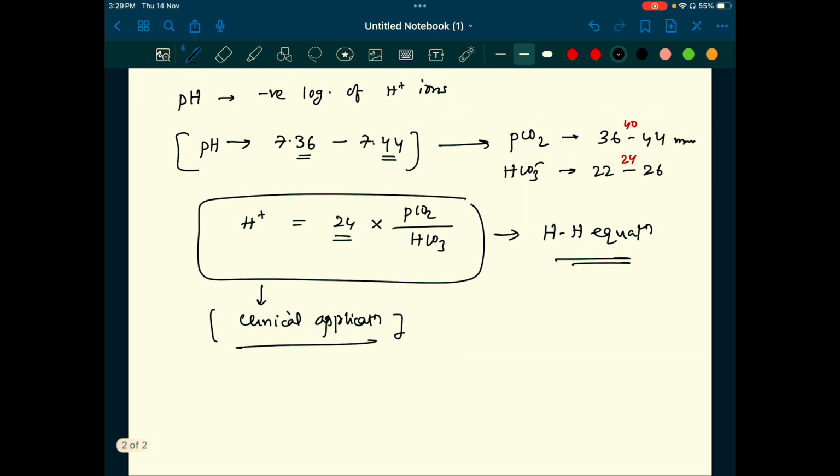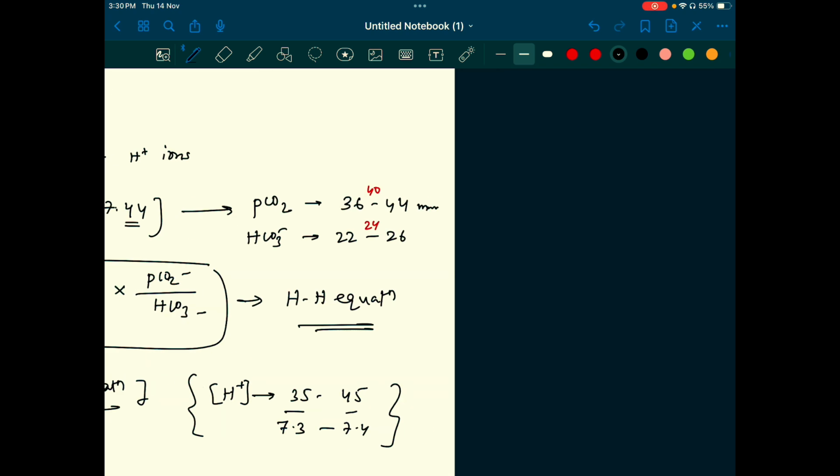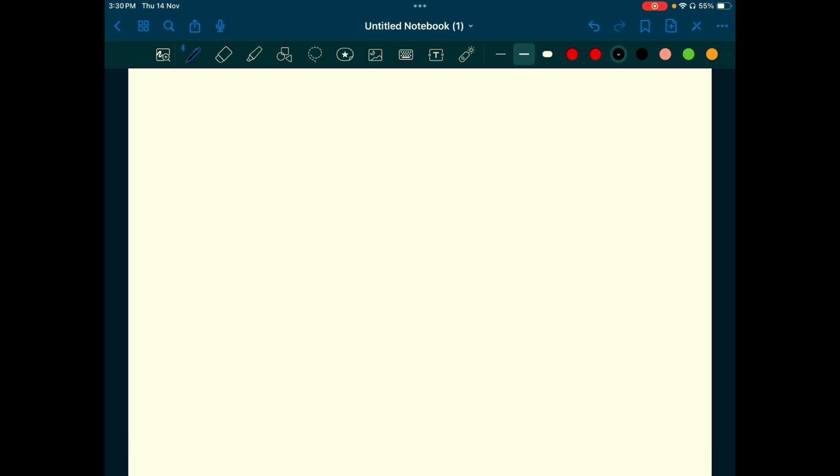Now, as you can see, this particular formula, H plus, is directly proportional to the ratio of PCO2 and bicarb. So what is the normal concentration of the hydrogen ions? 35 to 45, and normal pH is 7.3 to 7.4. All right. So the next thing is the normal ranges, which I already told you, right? The normal pH range is 7.36 to 7.44, and the bicarb normal range I told you is 22 to 26.